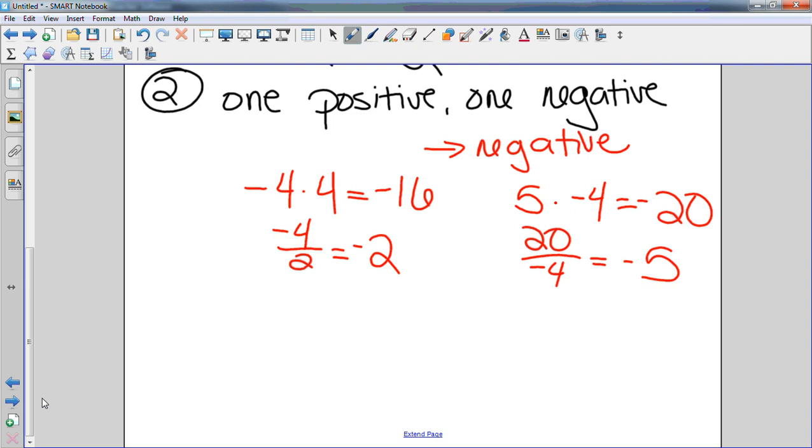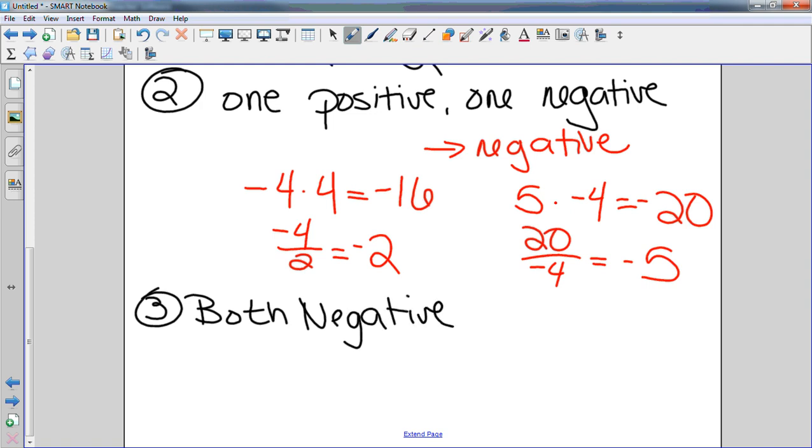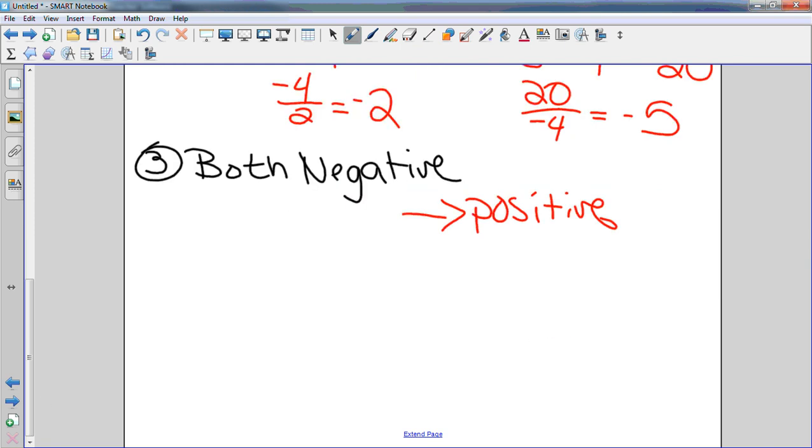And now, rule number 3. We talked about everything except if they're both negative. If they're both negative, your solution is positive, no matter what. Can somebody give me an example? All right. Negative 5 times negative 5 equals 25. But it's got to be positive because I have 2 negatives. Okay?